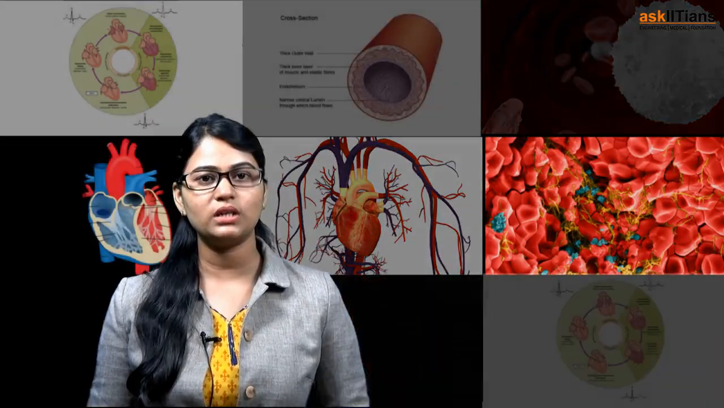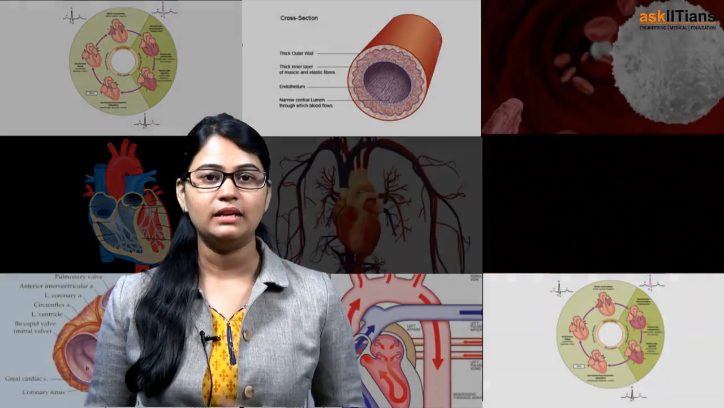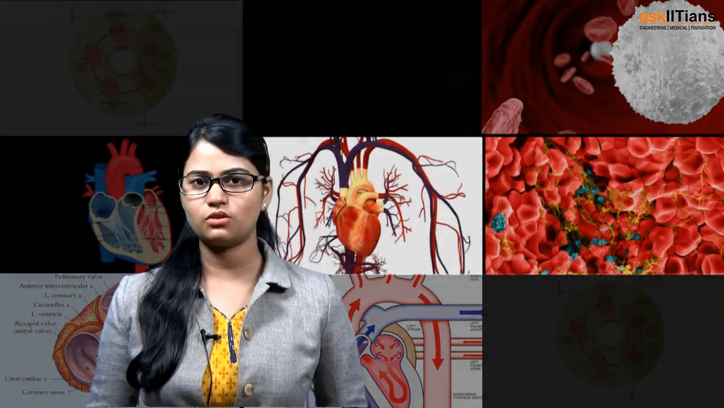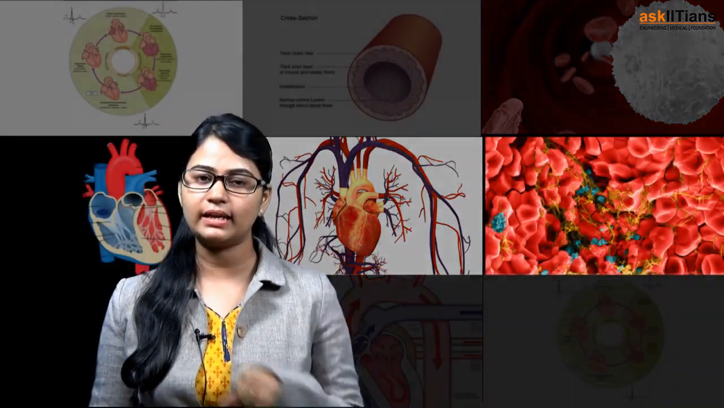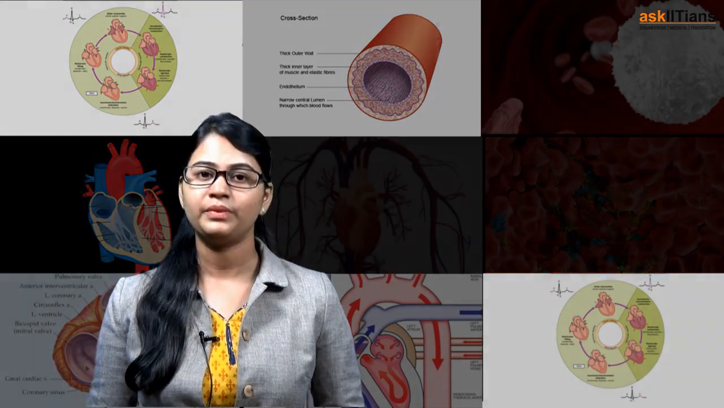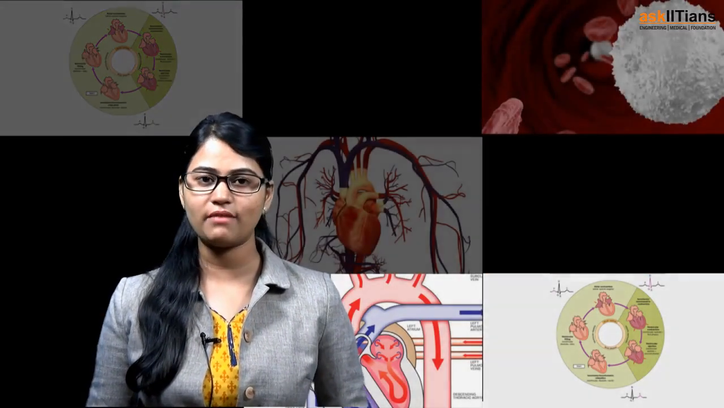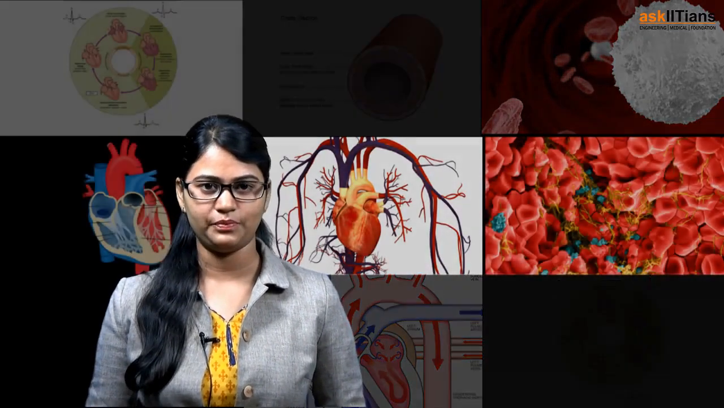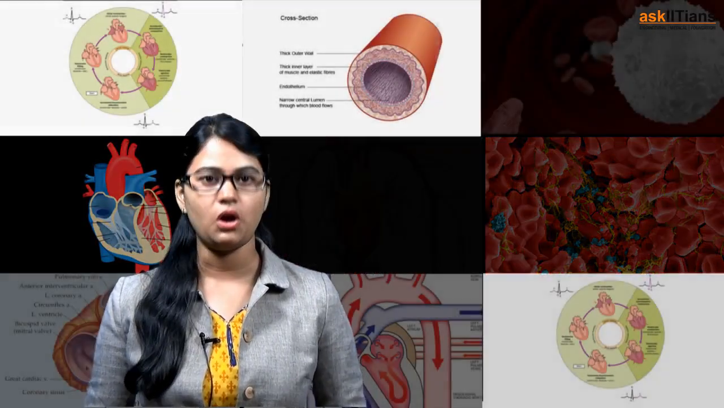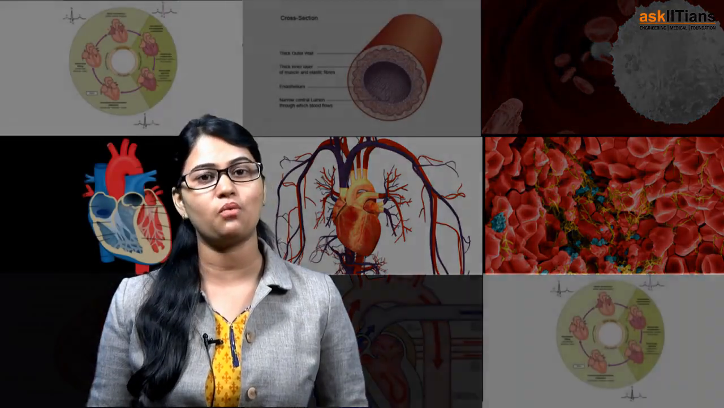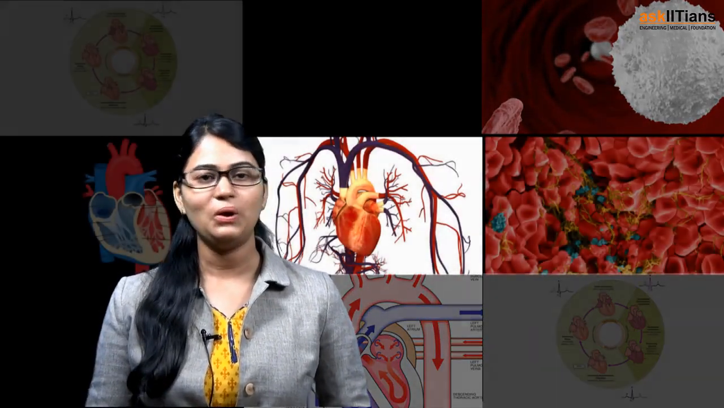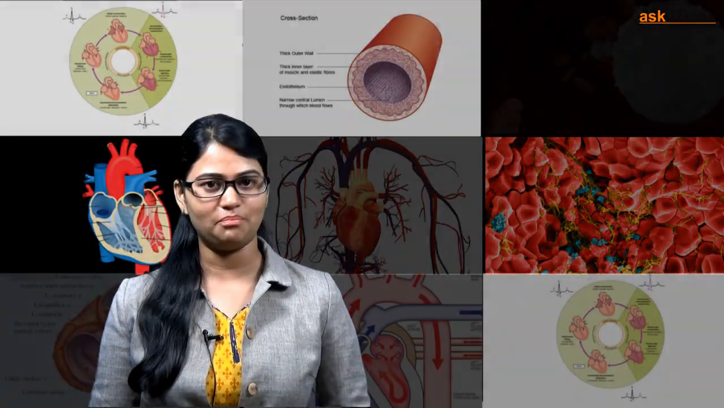Then we understood cardiac cycles, what is systole, what is diastole and how this complete one cardiac cycle is taking place. Then at the end, we have undergone ECG, a graphical record of various activities that are taking place during one cardiac cycle. Hope you have understood this chapter completely.